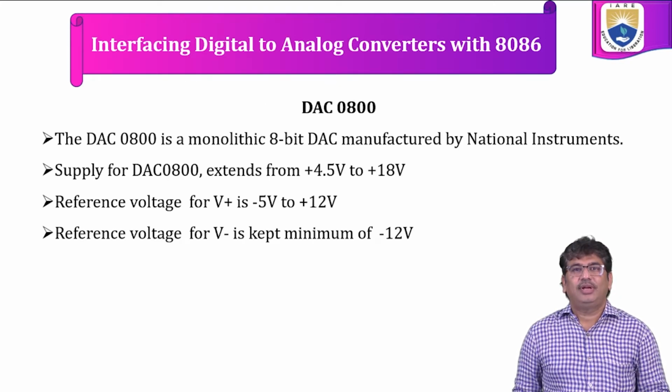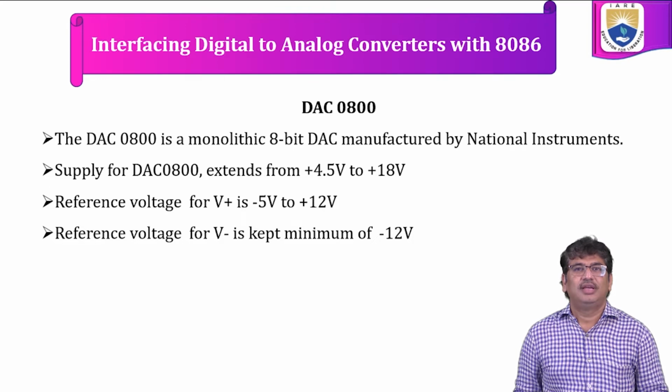The commercially available DAC is 0800, which is a monolithic 8-bit DAC manufactured by National Semiconductor. The supply for DAC 0800 extends from plus 4.5 volts to plus 18 volts. The reference voltage for plus V is minus 5 volts to plus 18 volts, and the reference voltage for minus V is kept at a minimum of minus 12 volts.